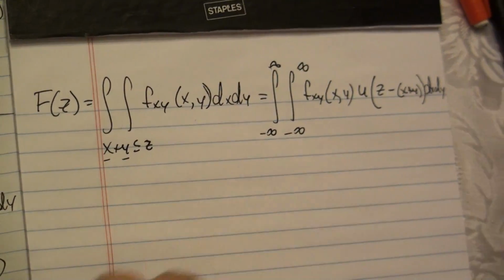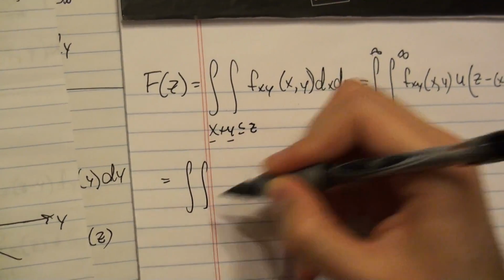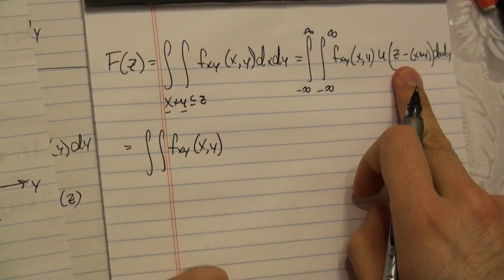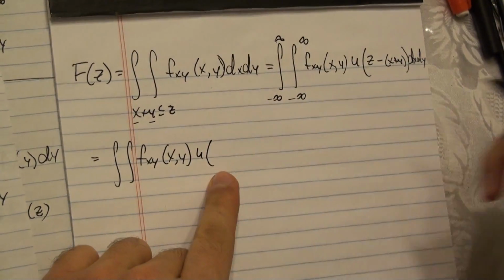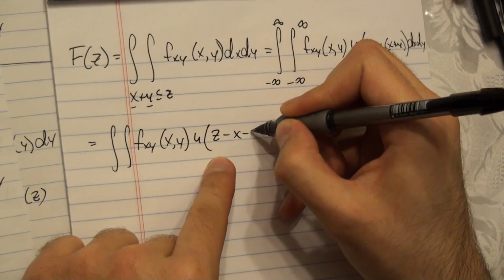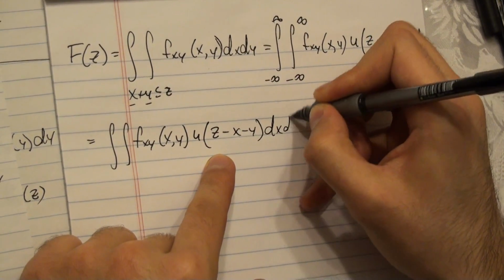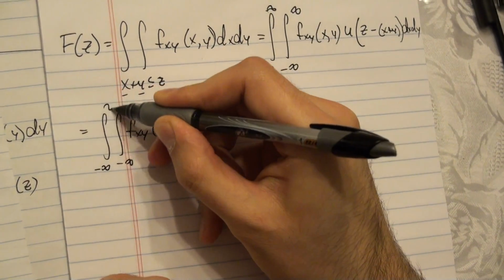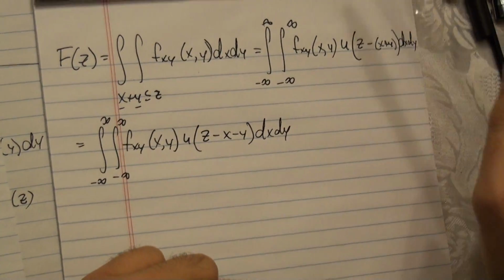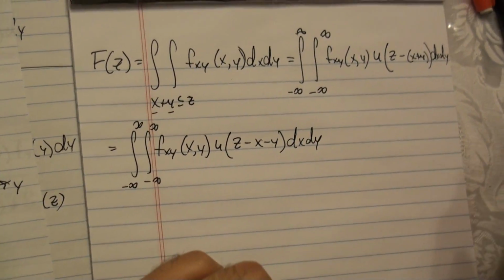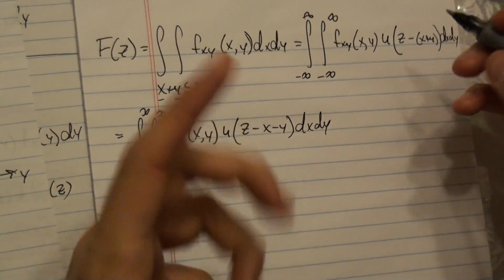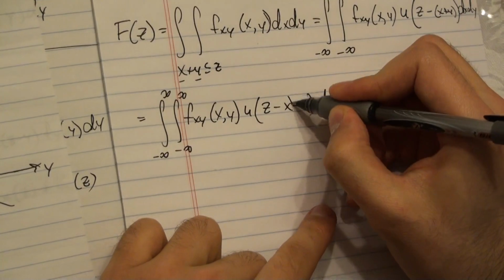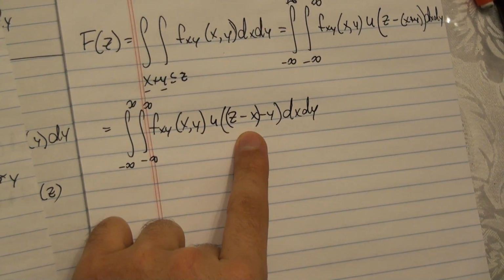Now, let's continue over here. So this stays the same. I'm going to distribute the minus sign inside the argument of the step function. So we have z minus x minus y, dx dy. So now we can take one of two approaches. I'm going to do it both ways, but let's take the approach that we put the parentheses around here.